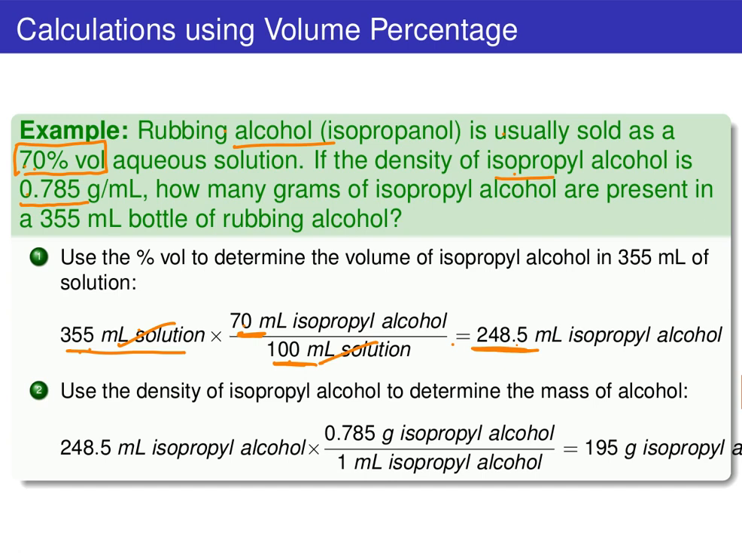milliliters of isopropyl alcohol. Now that we know the volume of isopropyl alcohol, we can then multiply by the density, 0.785, to cancel out milliliters of isopropyl alcohol and be left with the grams of isopropyl alcohol. So the grams in this case comes out to approximately 195 grams.